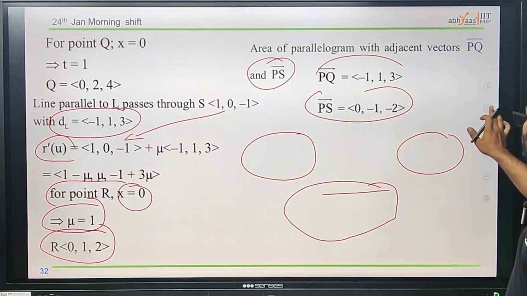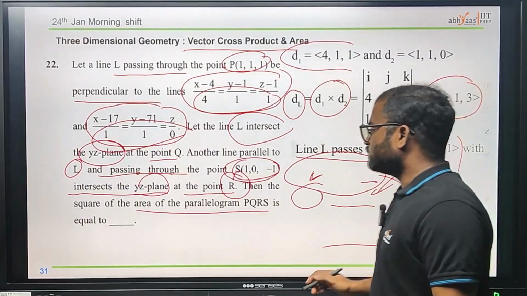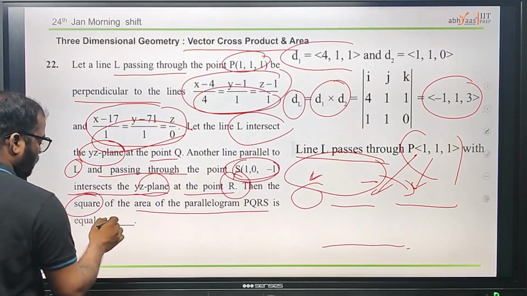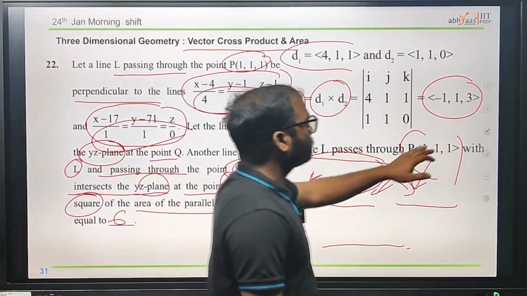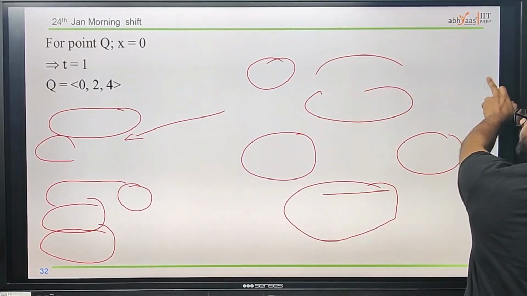Now we need to find what? The square of that one, which is nothing but 6 is the answer. They have already said square, which is nothing but 6, which is root 6 whole square.